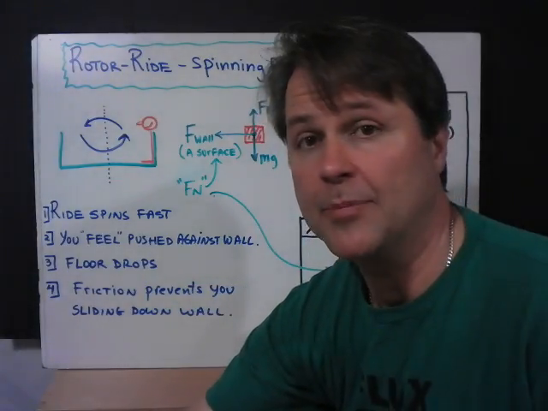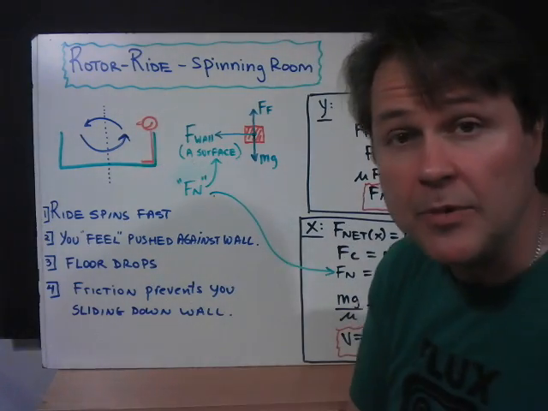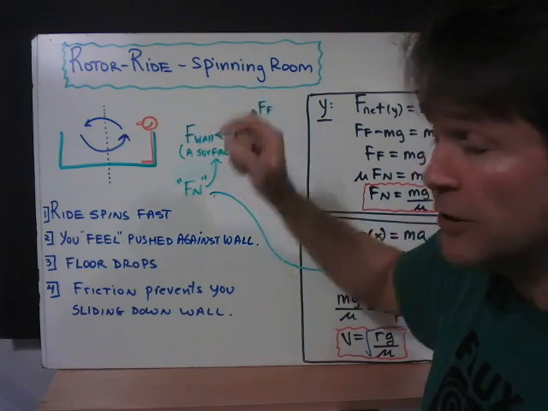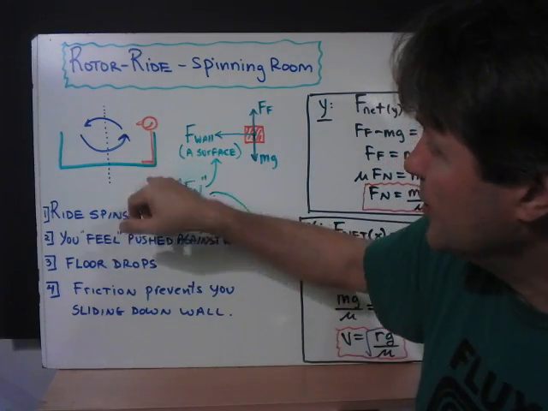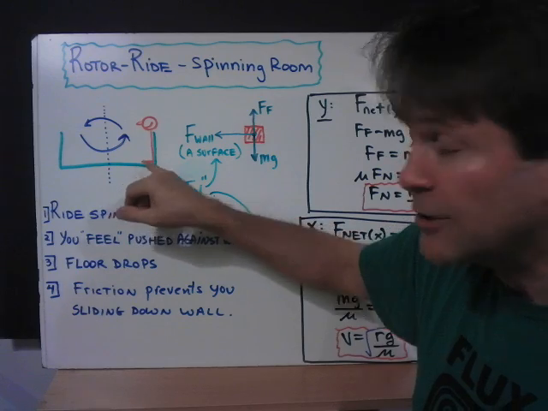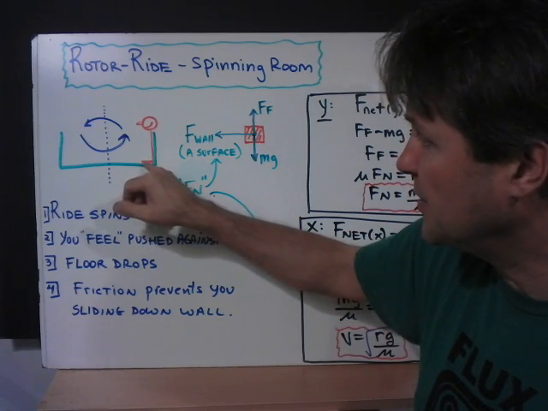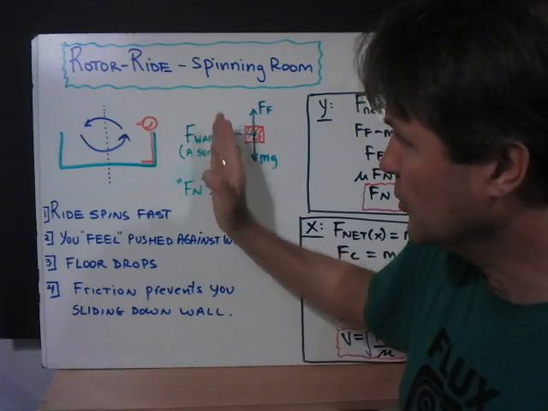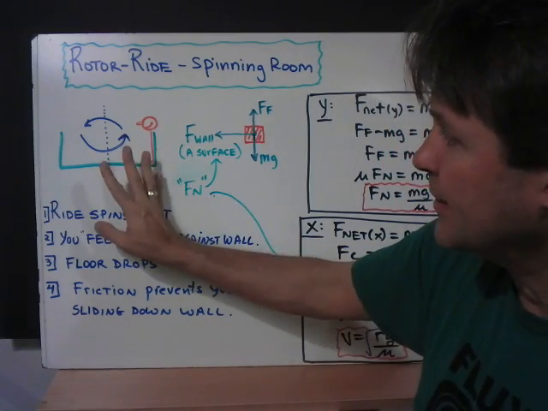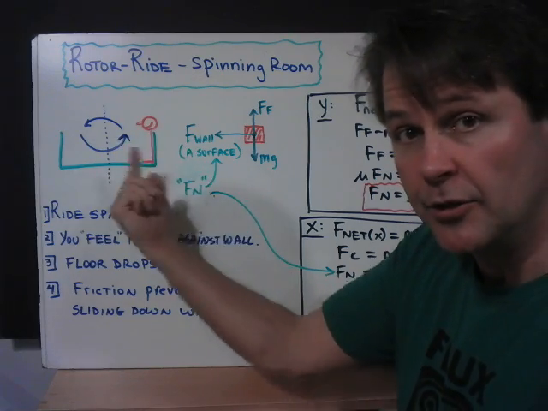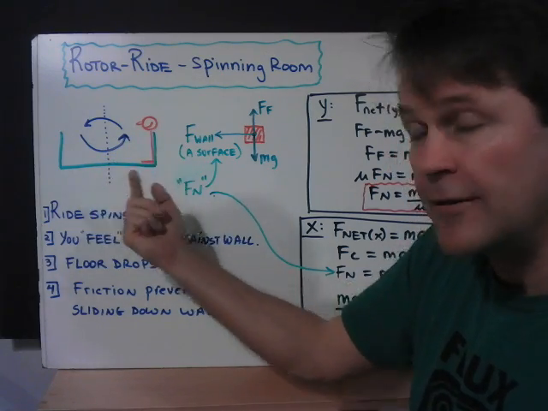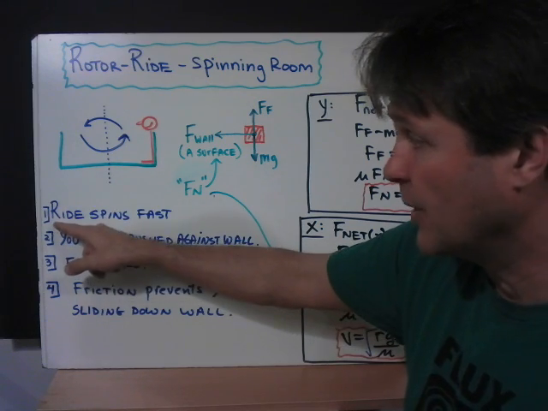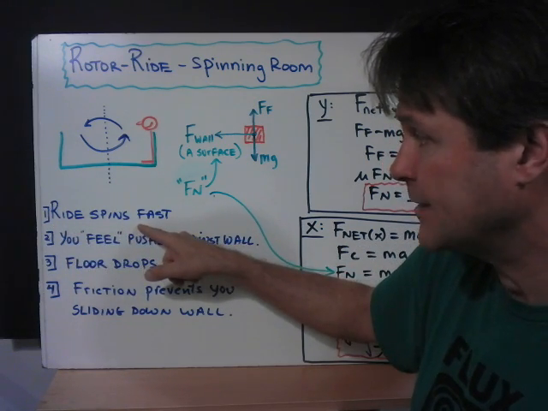The last example we're going to look at is something we find in an amusement park called the Rotor Ride, which is essentially a large spinning room. And in a Rotor Ride, what riders do is they stand right up against the wall, their back pushed up against the wall, and that entire room begins to spin in a circle. It begins slowly and gets faster and faster. So what happens as the ride progresses, the ride spins fast.